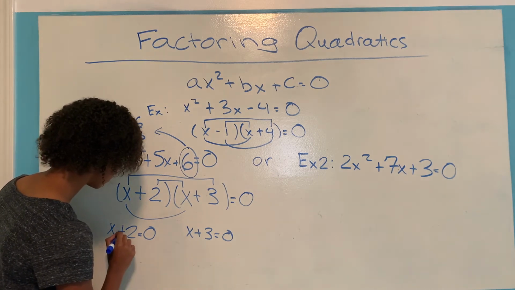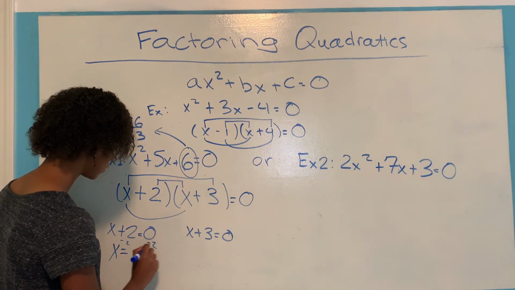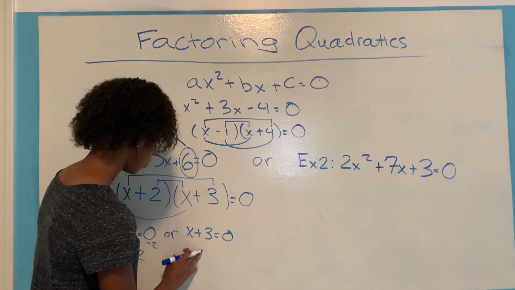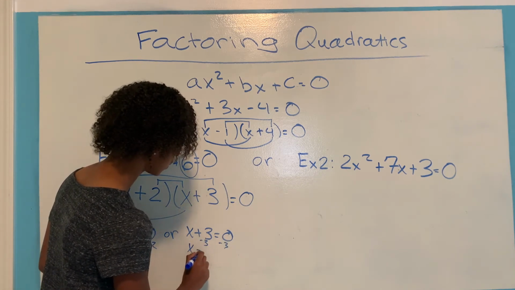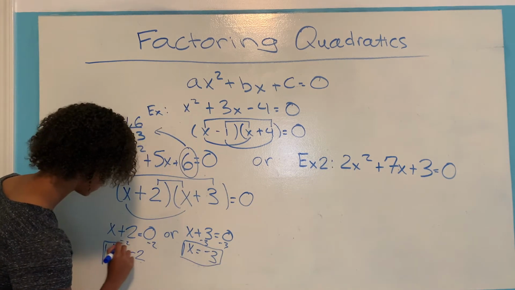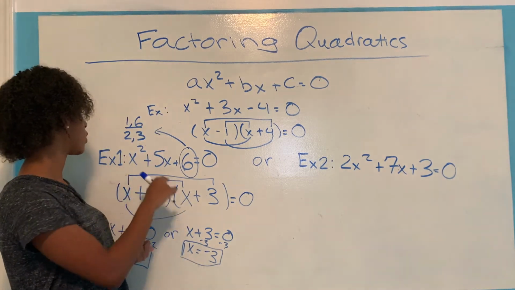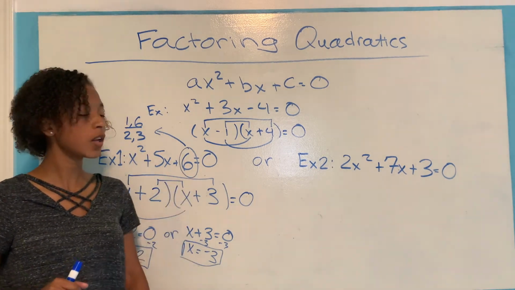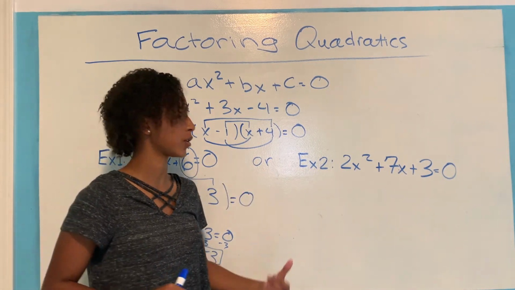And you can see x equals, you subtract 2 from both sides, so -2, and x would equal -2, or x can equal, remember we do -3 on both sides to get this, x equals -3. And that would be how you get your answers for factoring a quadratic equation with the coefficient of 1. All right, so let's move on to our second example of one without a coefficient of 1.